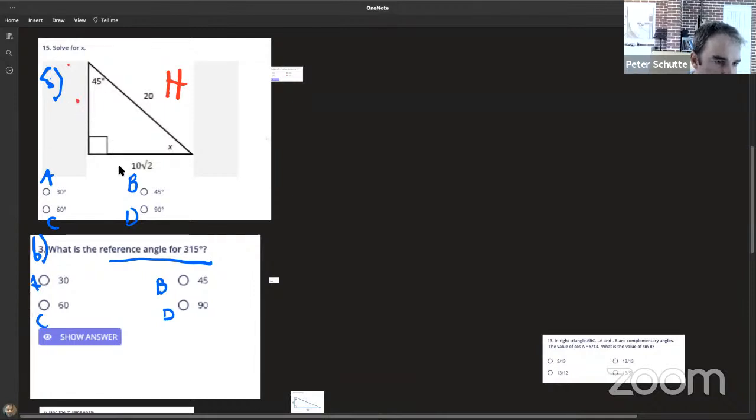Actually, let me plug this in because I think the tablet is being wonky. So the cos of, let's see if this is a bit better. Oh, that's much better.